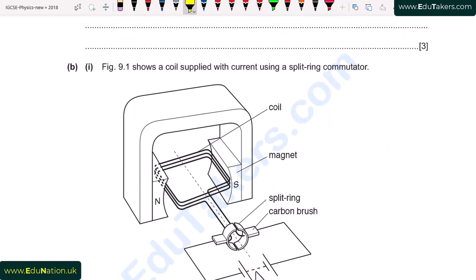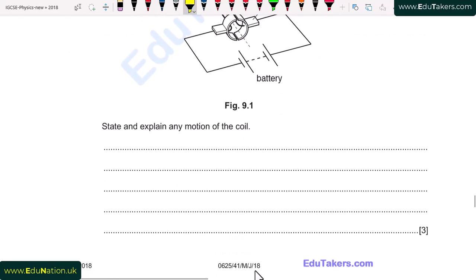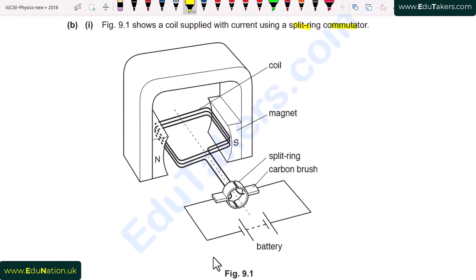Part B. Part first. Figure 9.1 shows a coil supplied with current using the split ring commutators. State and explain any motion in the coil. So in figure 9.1 we can see that here is a battery that is connected here, and there are also split rings and carbon brushes. The battery is attached to the carbon brushes, and there is also a coil that is placed in the magnetic field. This magnetic field is provided by the magnet.